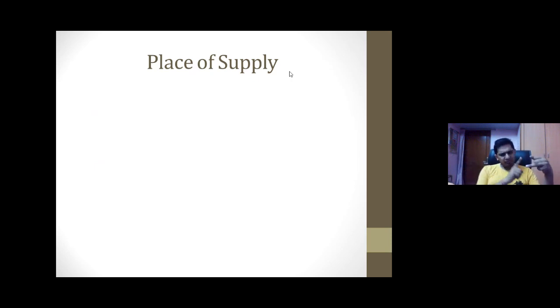If there is just one state involved, there is nothing to think about. Everything is happening in the same state. For example, you go to your nearby shop, you purchase a biscuit packet and eat it up. The shop is in your state, you are also in your state, and everything is in your state only. The tax would go to your state, and CGST, SGST would be applicable. But this place of supply rule becomes important when multiple states are involved.